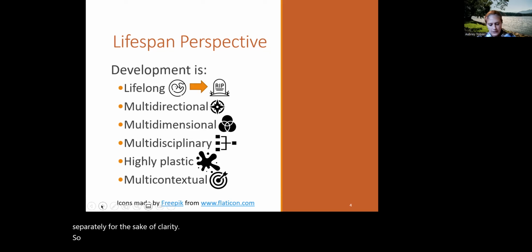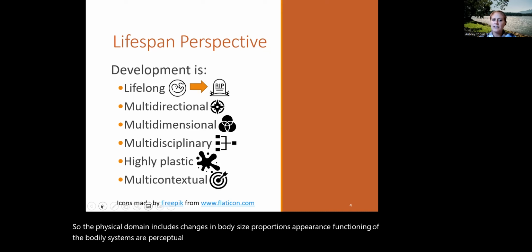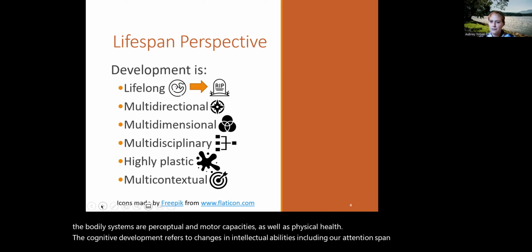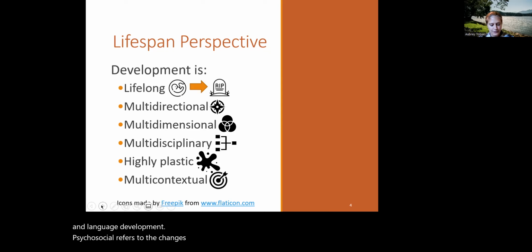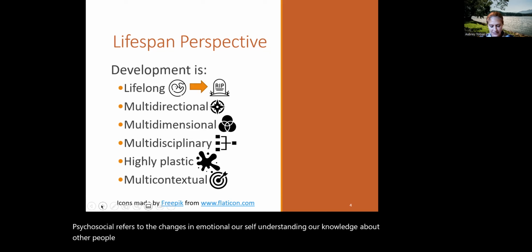So the physical domain includes changes in body size, proportions, appearance, functioning of the bodily systems, our perceptual and motor capacities, as well as physical health. The cognitive domain refers to changes in intellectual abilities, including our attention span, memory, academic and everyday knowledge, problem-solving skills, imagination, creativity, and language development. Psychosocial refers to the changes in emotional communication, our self-understanding, our knowledge about other people, interpersonal skills, friendships, intimate relationships, moral reasoning, and behavior.